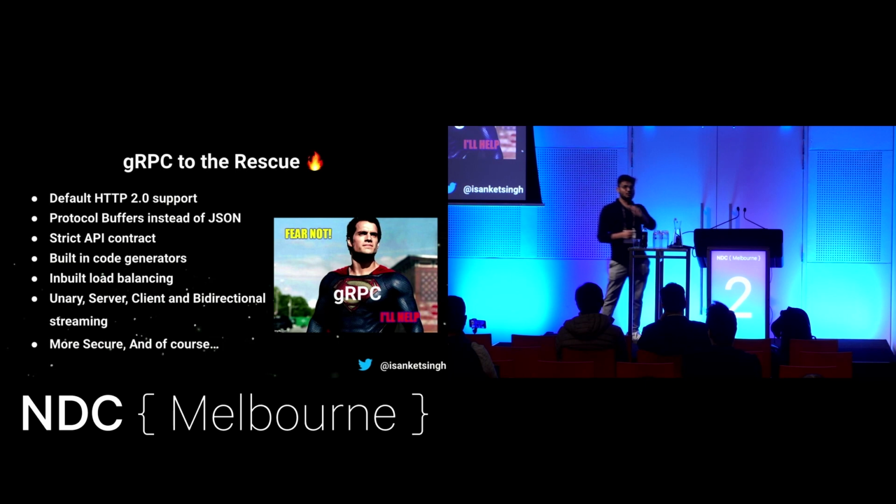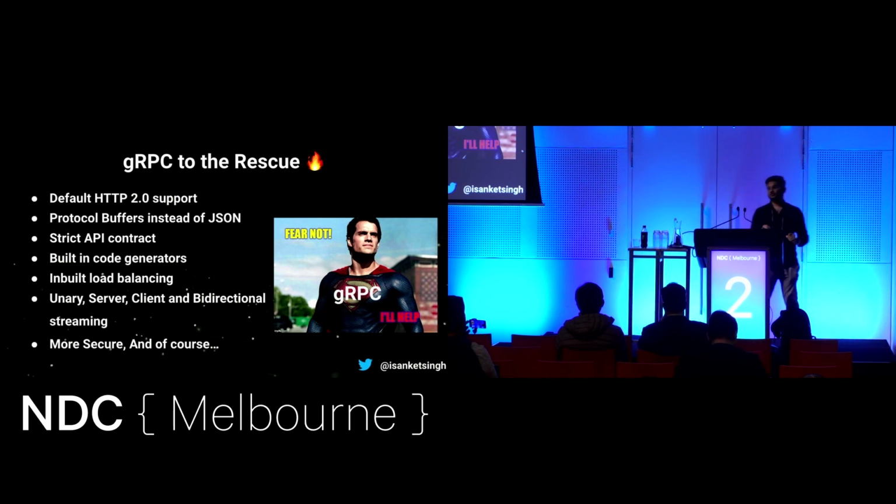Because of protocol buffers, the API contract that we are going to build is going to be strict, right? And this functionality comes out of the box. You don't have to put any extra framework or service to do it. This strict API contract is going to help us do all the validation. There are built-in code generators. We'll talk about what I mean by built-in code generators.